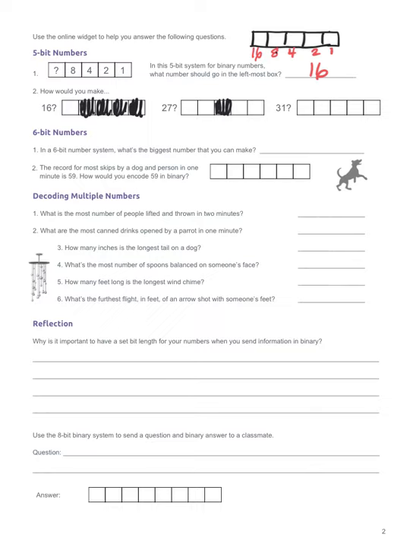Okay, 6-bit numbers is the next one. And so I'm going to write these numbers underneath. They've already got my 6 squares here, so we start on the right with 1, and then 2, and then 4, and then 8, and then 16, and then 32. So number 1 says, in a 6-bit number system, what is the biggest number you can make? Well, if you add all of these together, 32 plus 16 plus 8 plus 4 plus 2 plus 1, you get 63.